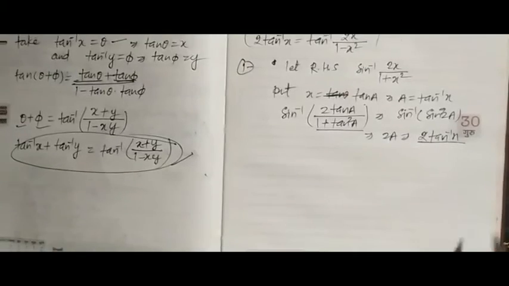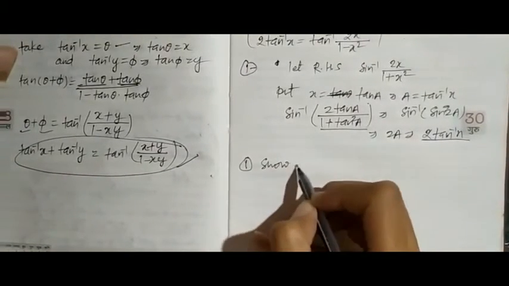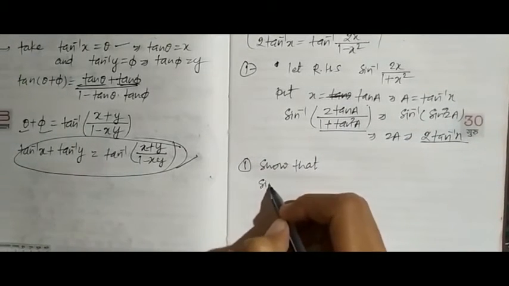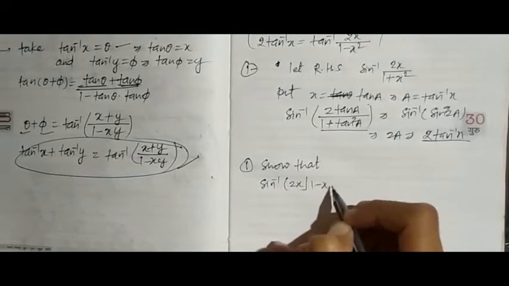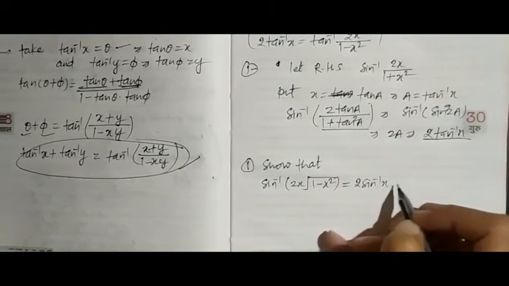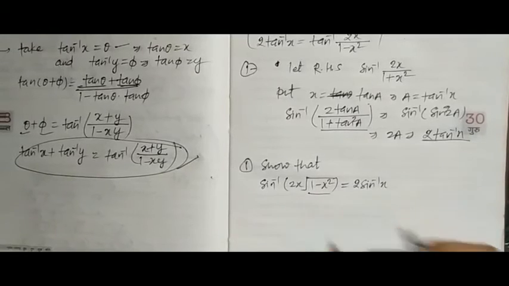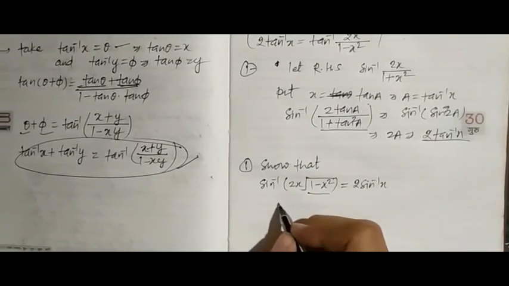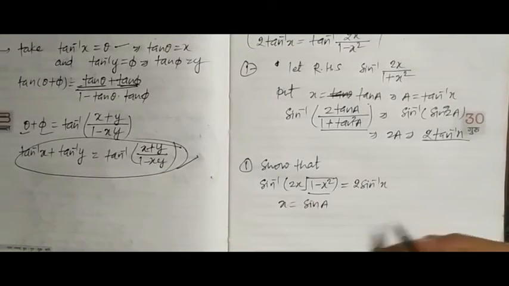Now come to the examples. The first question is, show that sin inverse of 2x under root 1 minus x square equals 2 sin inverse x. Here, whenever you see the form of under root 1 minus x square, you mostly have to put x equal to sin a or cos a.